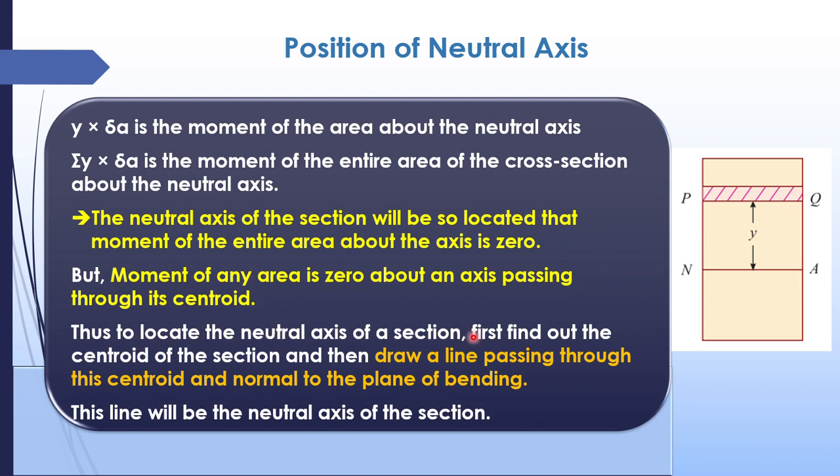So the location of the neutral axis: where is it located? It is located in a line passing through this centroid and normal to the plane of bending. That is it. So this line will be the neutral axis of the section. So we were finding the position of the neutral axis. It is nothing but the position should be along the line which is passing through the centroid and perpendicular to the force.